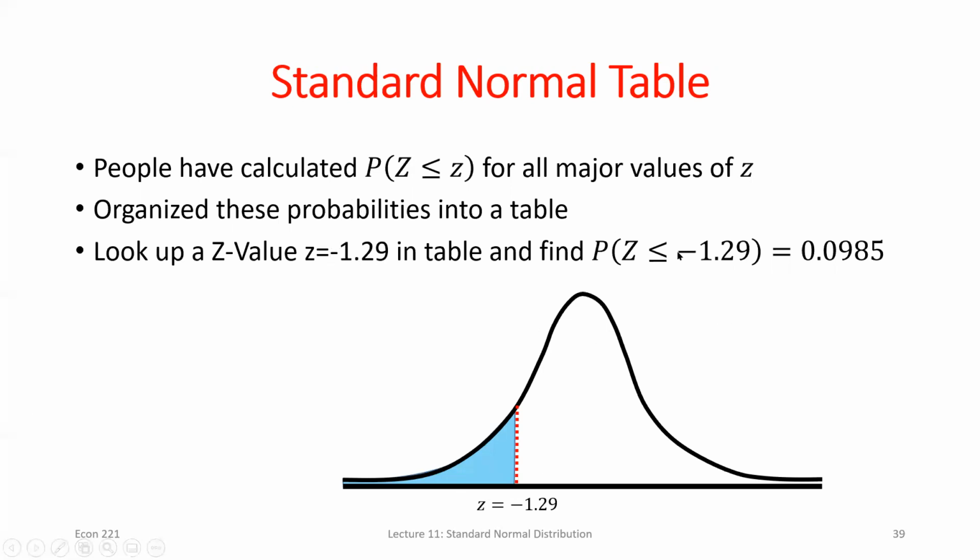Well, once I have my z-score, what's the probability that I see someone who's 60 inches or shorter than that, right? Or anyone 1.29 standard deviations below the mean or even further from the mean.